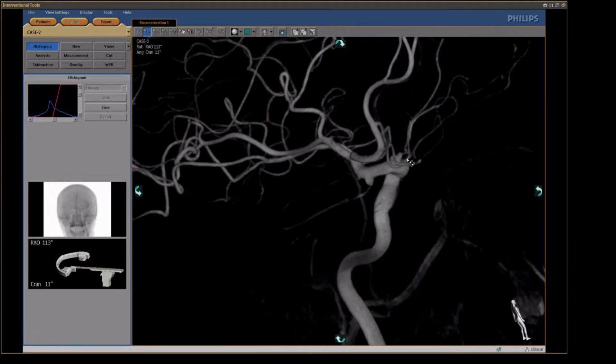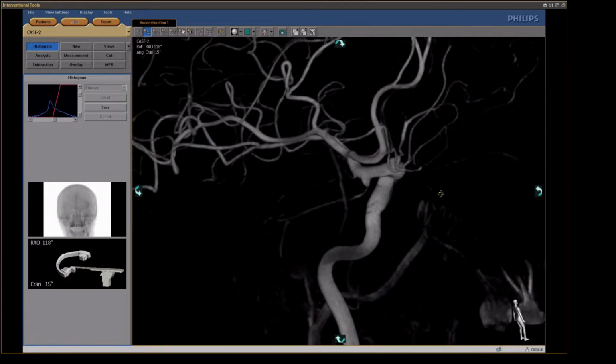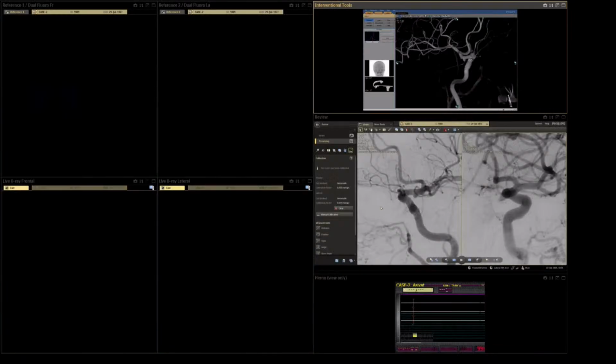To prevent air embolism. I think this projection is better. Okay, 100. Okay, and it will be in the other direction. Okay, 15. Okay.